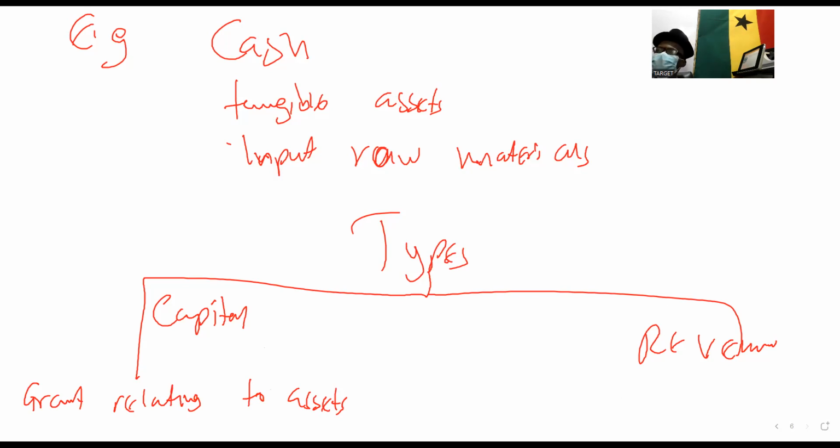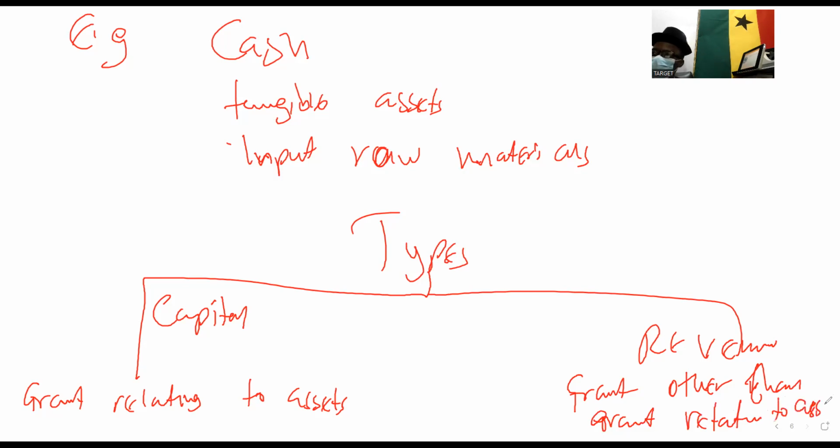Or grants other than grants relating to assets. That's all. So these are the types of government grant that we have to know. I'll take my time and walk you through how we should account for them and then move on.